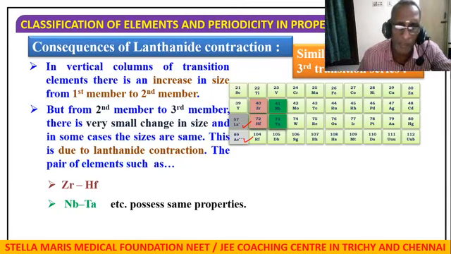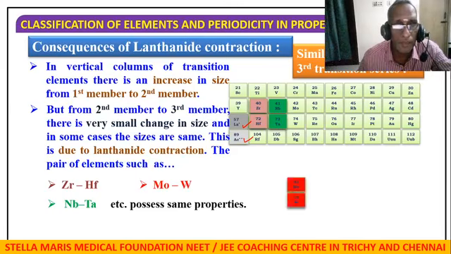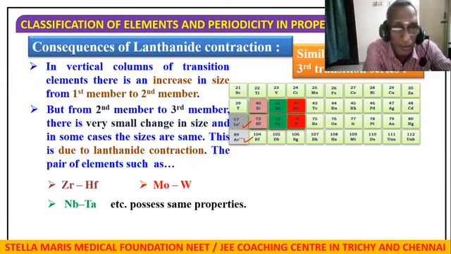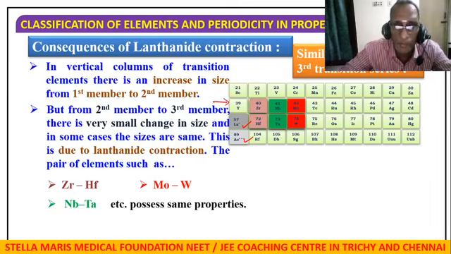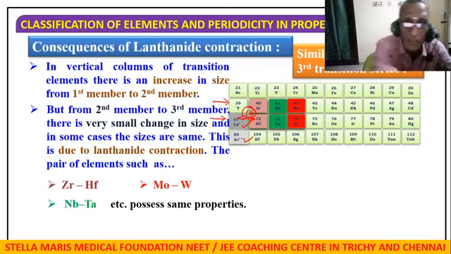Zirconium iodide means hafnium iodide. Niobium oxide means tantalum oxide. Like that, they cannot be easily separated. That is the result. Next important are molybdenum and tungsten. Mo is molybdenum, and tungsten. Molybdenum is the second member, as shown in the slide. This is the third member. There should be an increase, but because 14 electrons are going to the innermost shell, that is why there is a lanthanide contraction.